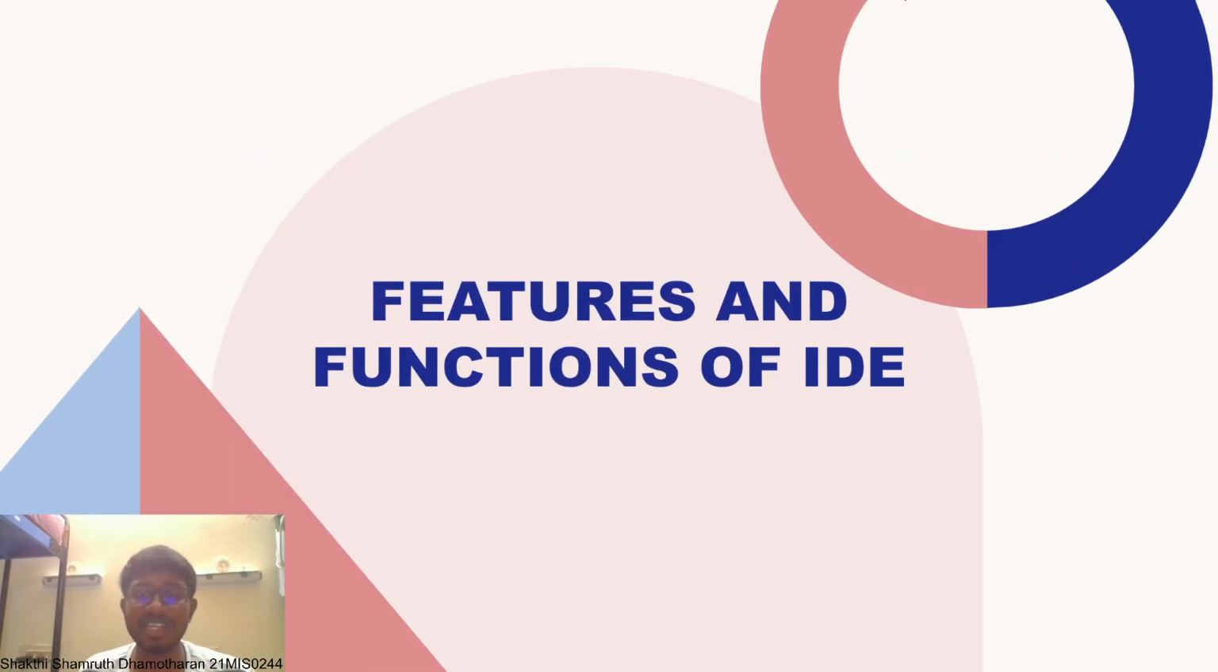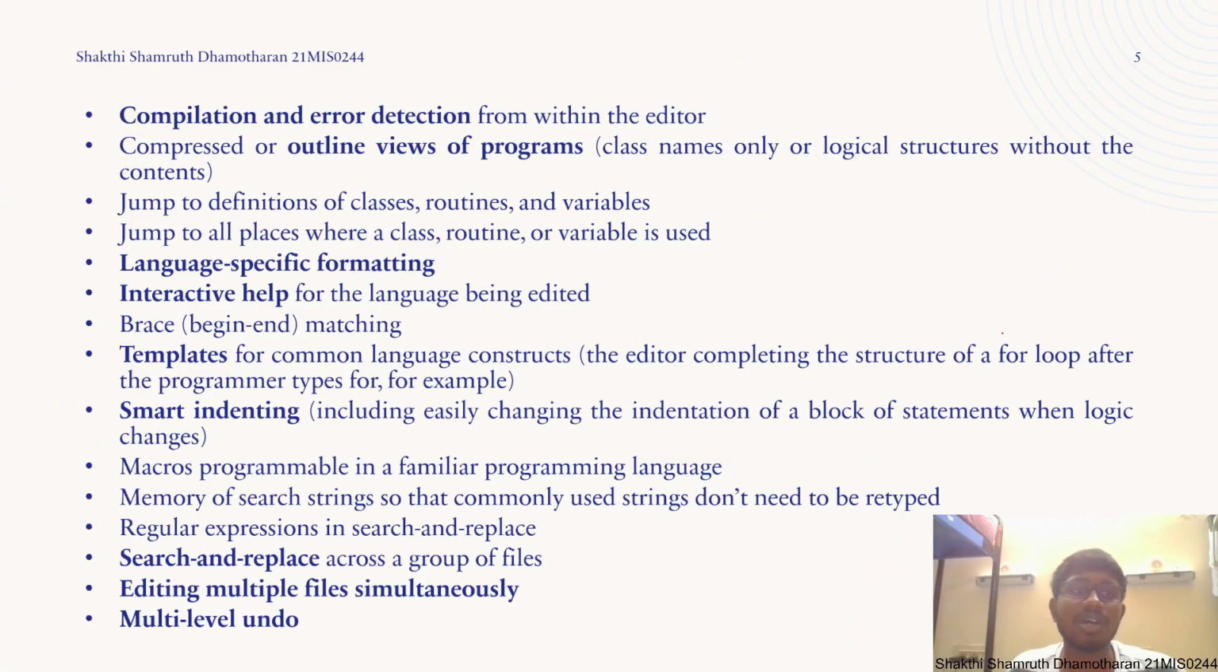Features and functions of an IDE. An IDE can do compilation and error detection within the code editor. It also outlines views of the programs, like the class names and logical structures without the contents. It can jump to definitions of classes, routines, and variables, and to all places where a class, routine, or variable is used. It also does language-specific formatting and interactive help for the language being edited. It provides templates while making a new project, and it also provides smart indentation.